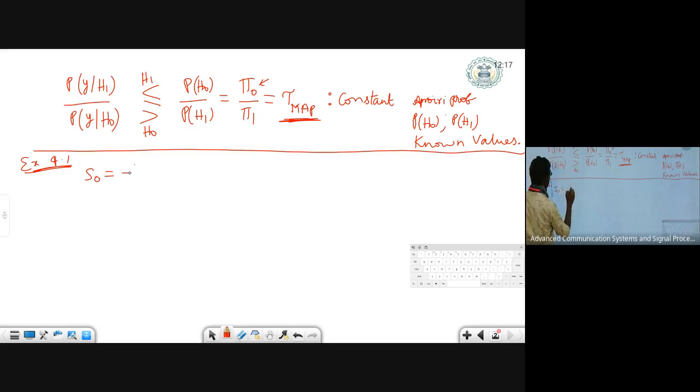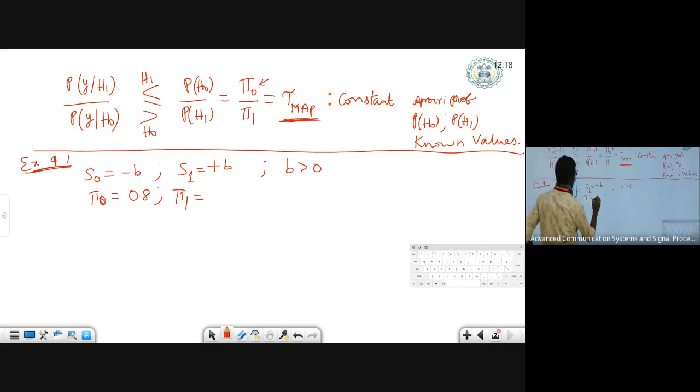S0 is equal to minus b. Source symbol S0, I am going to transmit minus b. Source symbol S1 is equal to plus b. Again, if you face any difficulty, you can interrupt me at any point of time. To be more specific, b is greater than 0, and he has given pi naught is equal to 0.8, and pi 1 is equal to 0.2.